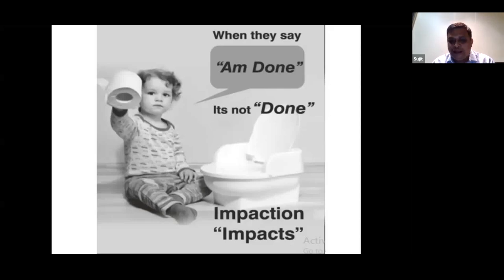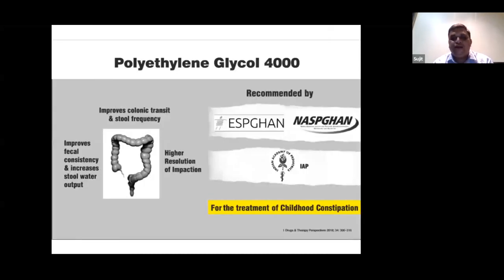So to achieve disimpaction, we are introducing polyethylene glycol 4000. Polyethylene glycol 4000 has been approved by societies like ISPGHAN, NASPGHAN, and IAP for treatment of functional constipation in children above 6 months. Dr. Prasanth has already highlighted it in detail. I'll just brush up a few efficacy points. PEG 4000 improves colonic transit and stool frequency, has a high resolution of impaction, and improves fecal consistency and increases stool water output.